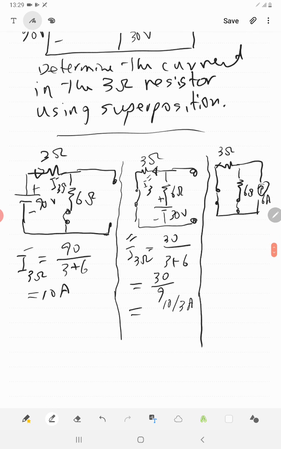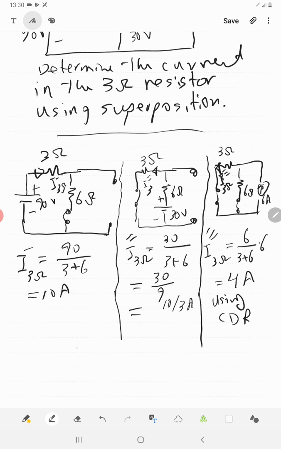How about I 3 ohms triple prime? I 3 ohms triple prime is equal to 6 divided by 3 plus 6 times 6, using the current divider rule. So it will be 6 times 6, 36 divided by 9, which is 4 amps. So here we used the current divider rule. Now let's look at the final answer.